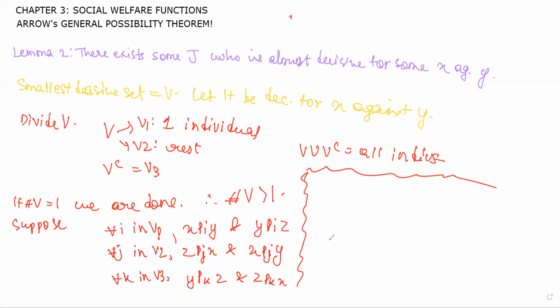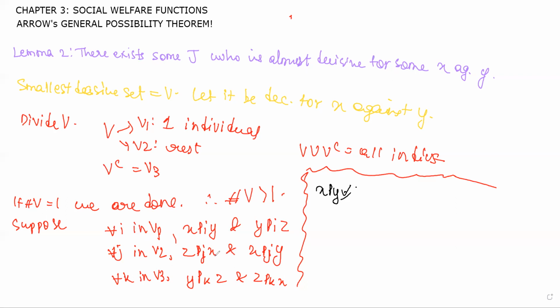Right? Now, from these preferences, xPy is true. Why? Because V is almost decisive for x against y, right? And everybody in V prefers x to y, while everybody not in V prefers y to x, right? You can show from here by transitivity. So this must be true.